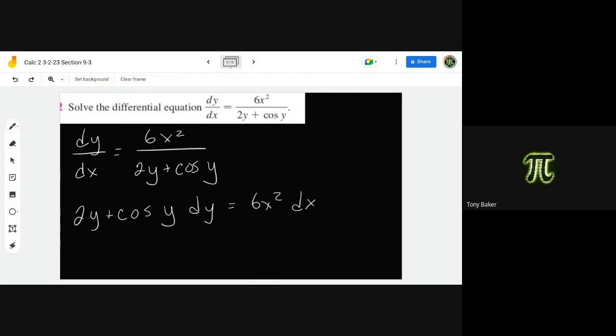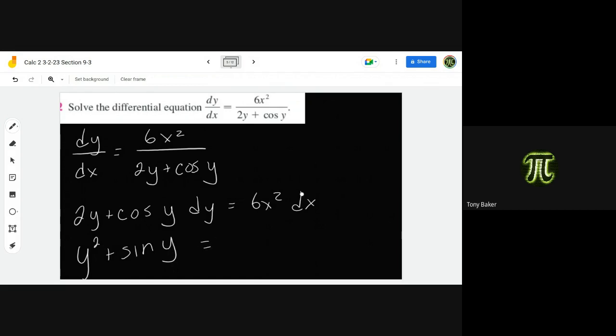What's the derivative of 2y? Y squared. You're going to the derivative side. Easy mistake to make. And the nice thing is the 2 cancels out, so I don't have to worry about the 2 in front of it. So that's just y squared. What's the integral of cosine y? Again, you did the derivative. It's sine y.